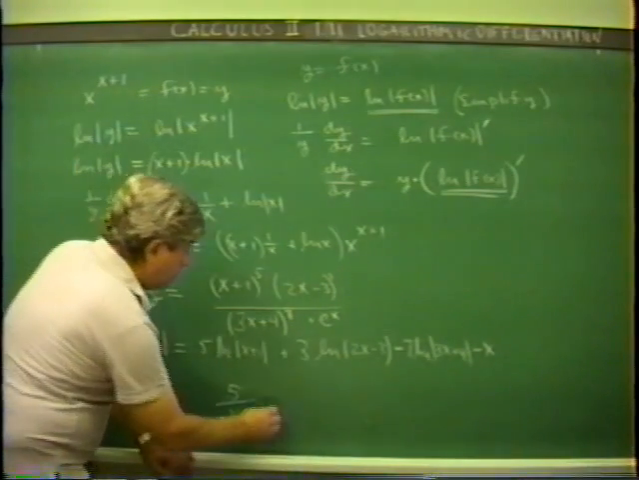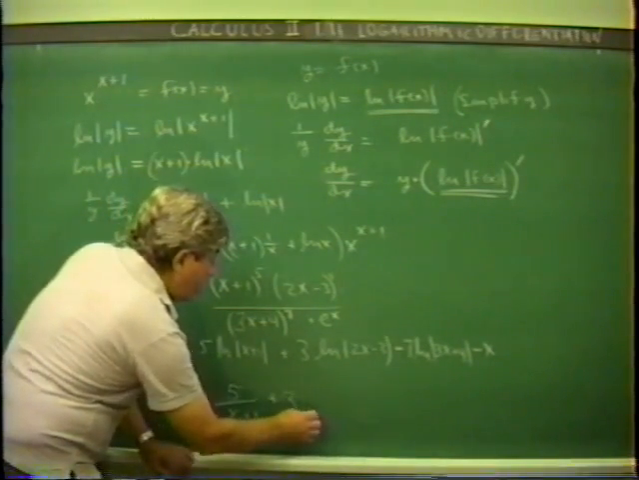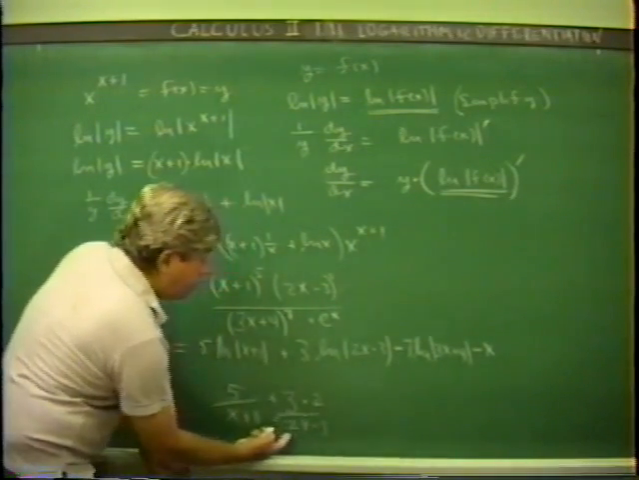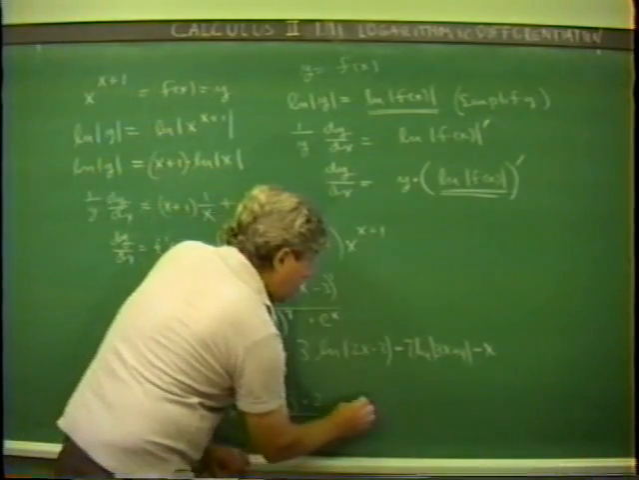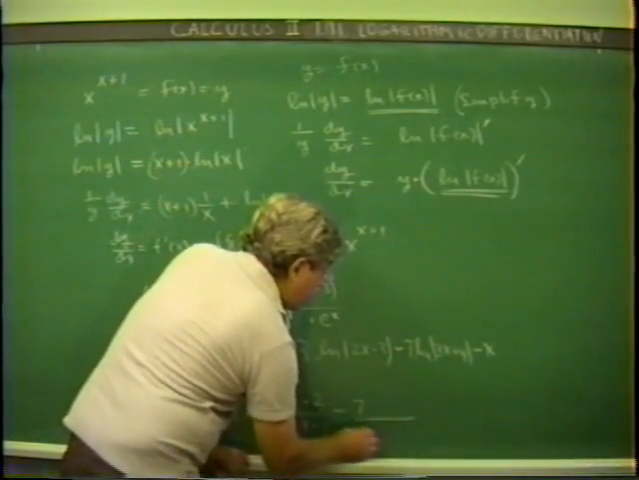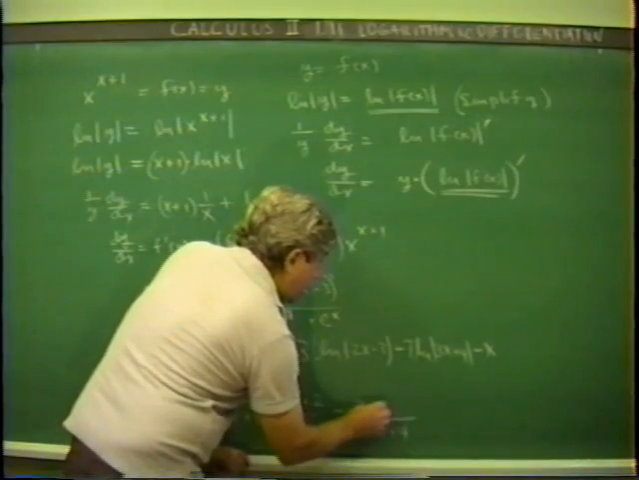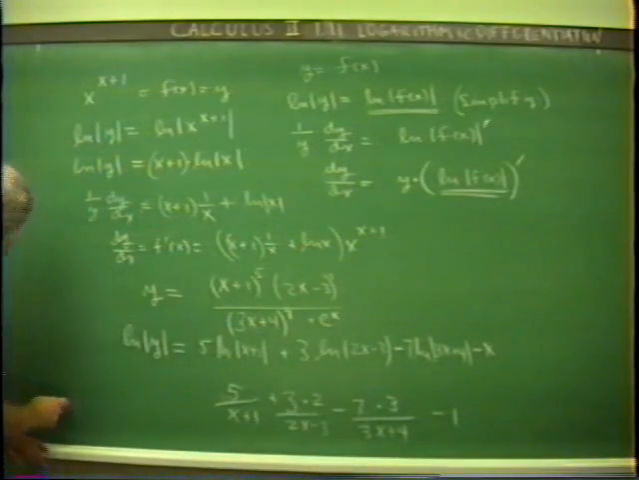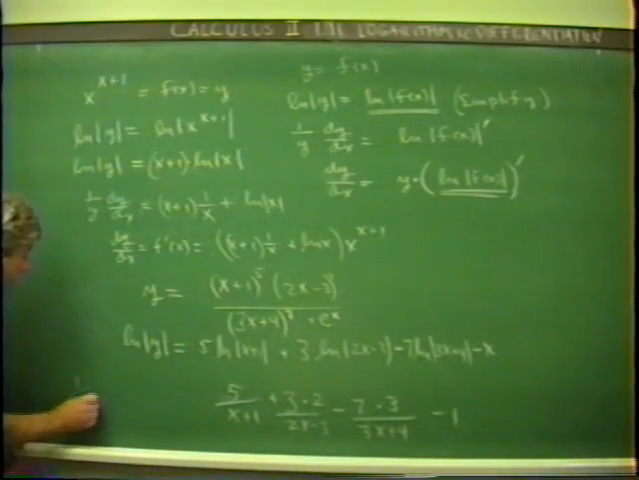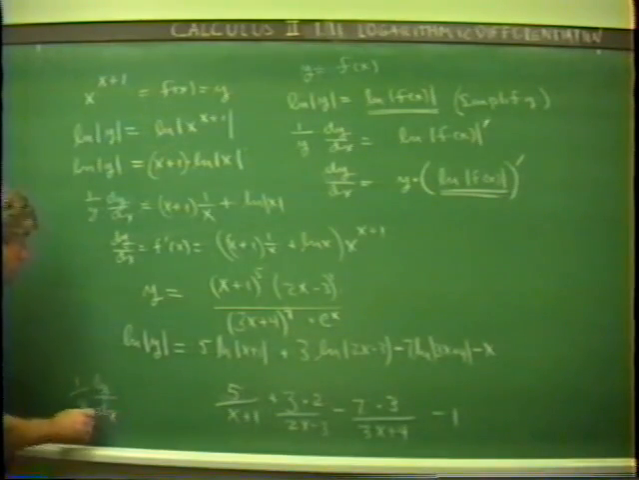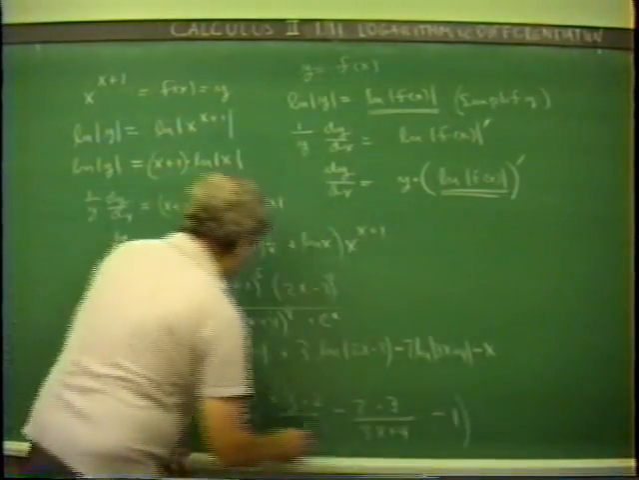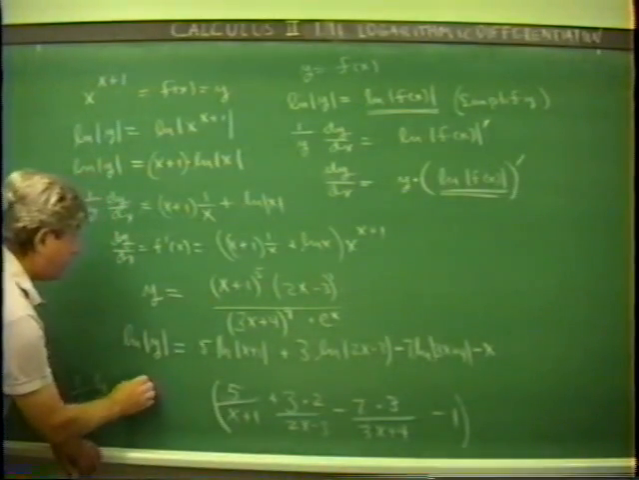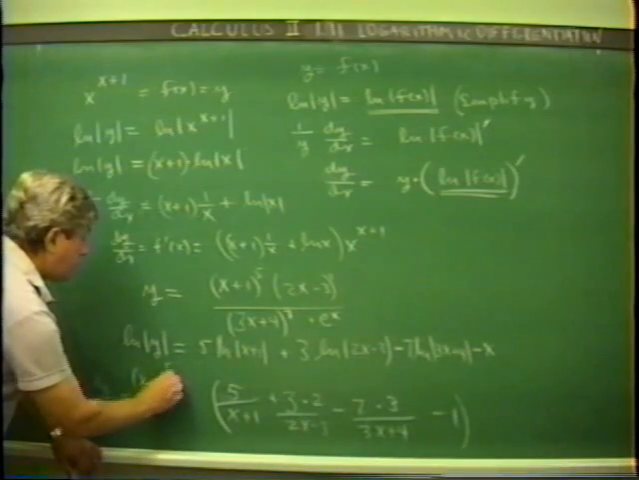And so, if we differentiate the right-hand side here, we get 5 over x plus 1, plus 3 over 2x minus 3 times 2. For the log of 2x minus 3, the derivative is 1 over 2x minus 3 times 2. Minus 7 over 3x plus 4 times 3, minus 1. So this is the quantity 1 over y dy dx. To get dy dx, we want to multiply this by y.